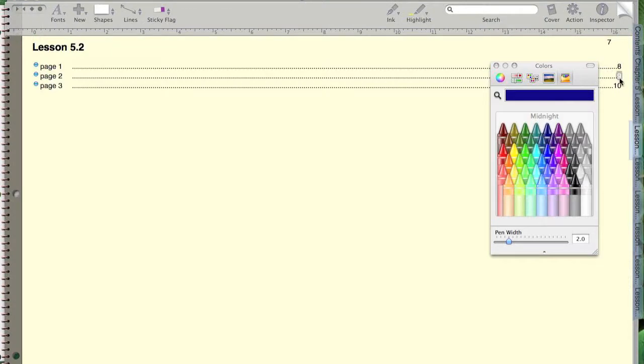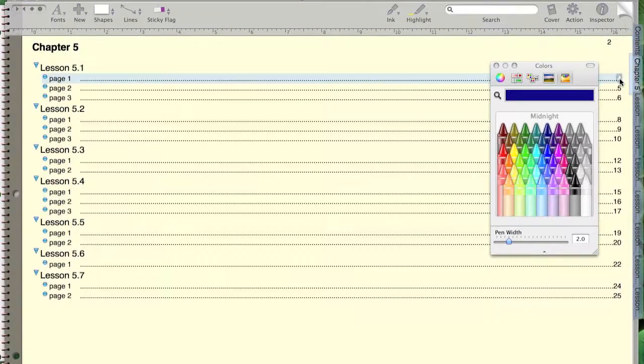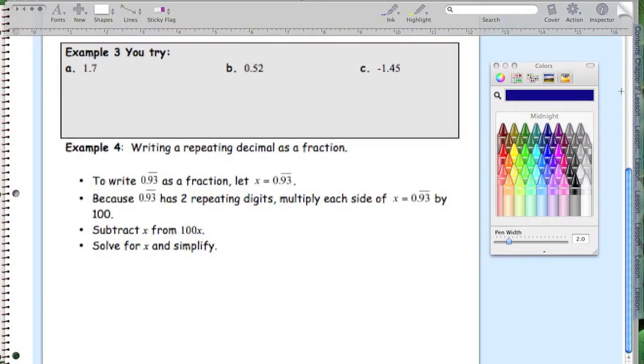Okay, let's take a look at the next page. Oops, I went to lesson 5.2. You want 5.1. There we go.